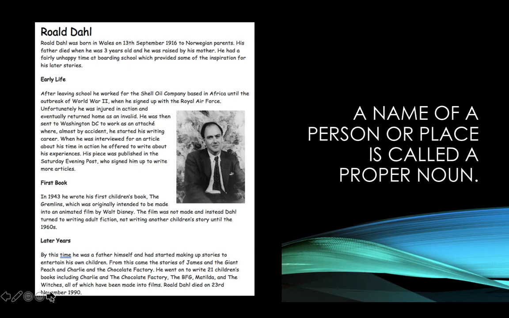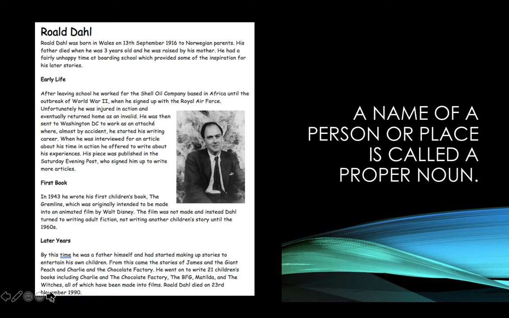There we go. If we have a look, the most obvious one is Roald Dahl. It's a proper noun, it's the name of a person, it's got a capital letter. You could probably see in early life, there's Africa, the name of a continent. Again, it's got a capital letter. Washington DC, in early life, is the name of a place, so it's got a capital letter. If we look in his later years, when he's writing his books, the names of the characters in his books are proper nouns, so Charlie, Matilda, James from James and the Giant Peach, they are proper nouns and they have a capital letter. Your own name is a proper noun and you should give it a capital letter.